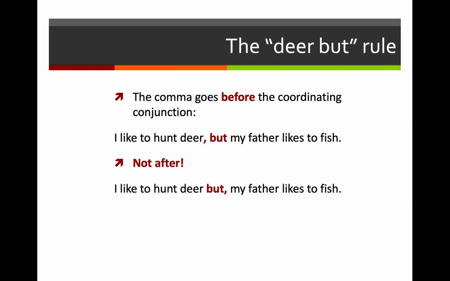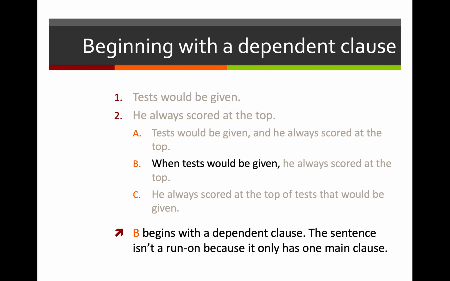Don't put it after, please. What the comma is doing is showing you what groups belong together. So in the first one, one group is I like to hunt deer, another group is but my father likes to fish. These are not the groups. I like to hunt deer, but my father likes to fish. Saying a little bit more.